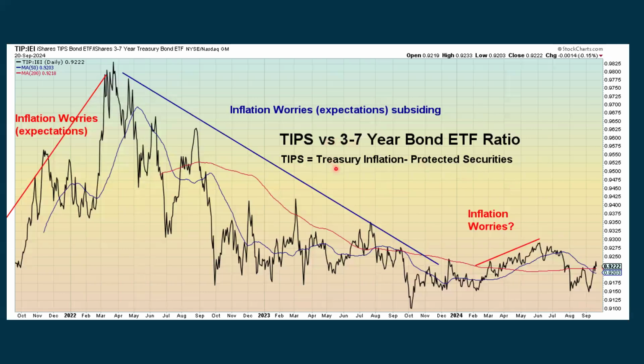This is a ratio between Treasury inflation protected securities. These tend to outperform when inflation and interest rates are going up. They underperform when interest rates and especially inflation are coming down. And we're just chopping around right now. I haven't been showing this chart because the moves are not all that pronounced.